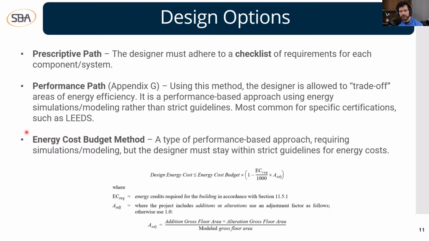Now, our second design path is our performance path, which is in Appendix G. Now here, you build a full energy model of the building, and you can do this in multiple programs. There's Trane Trace, there's Carrier HAP. There's quite a few energy modeling programs that we use, and a lot of them are very, very good. And so ASHRAE has a standard for that. So now you're allowed to trade off your energy. So think if you have better insulation, it could offset a lower efficiency chiller.